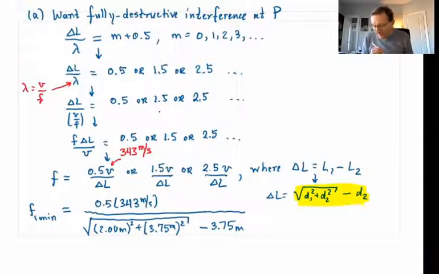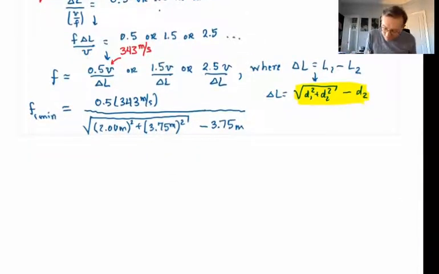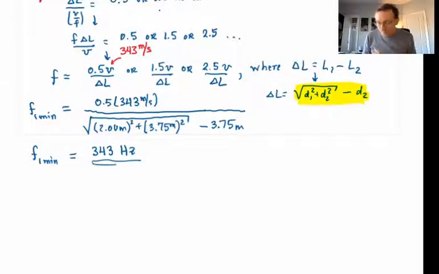Now do that math carefully, and when you plug that into your calculator, we'll write down what you get. F1 minimum. You'll have a number with unit of inverse second, which is hertz, and to 3 sig figs, it's 347 hertz. That's the first frequency you'll come up with.